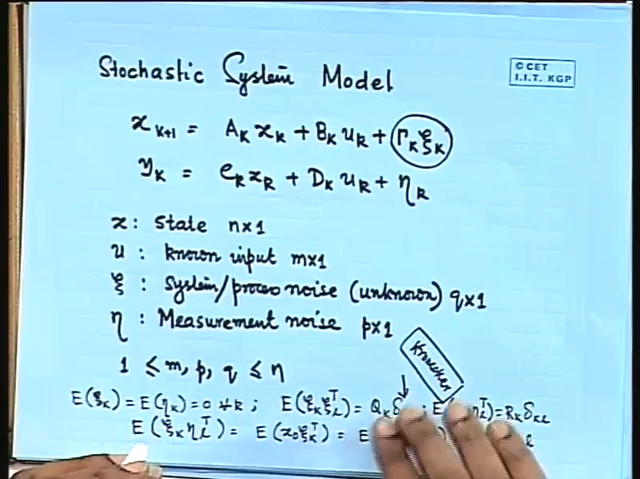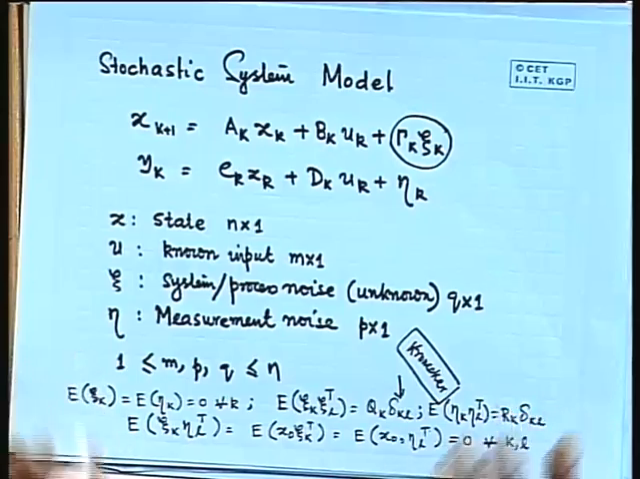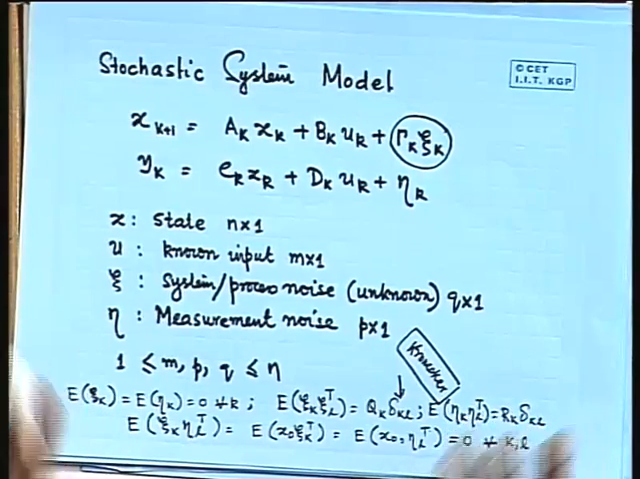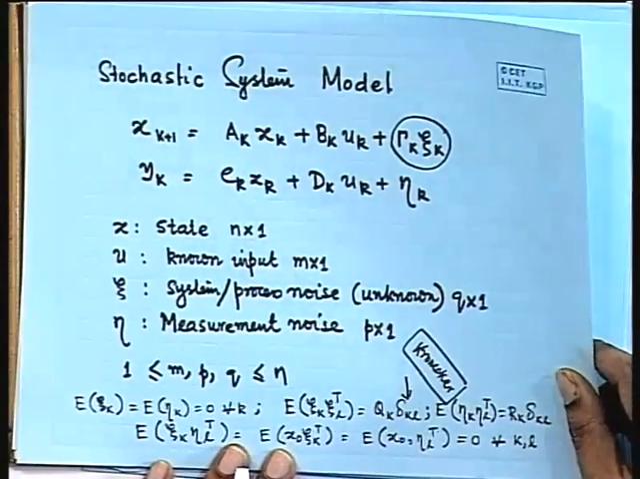And in many cases, since these sources of noise are totally different, they are quite likely to be uncorrelated also. At this point of time, remember that I am not making any assumption that they are Gaussian or anything. Sometimes such assumptions are made in some proofs of the Kalman filter. But I am not making any such assumption, but this is what is necessary to assume, okay?